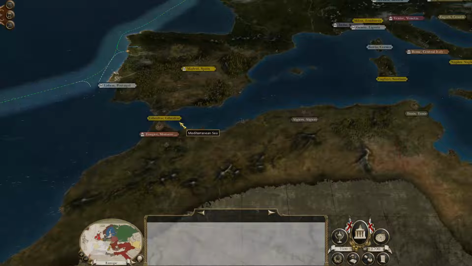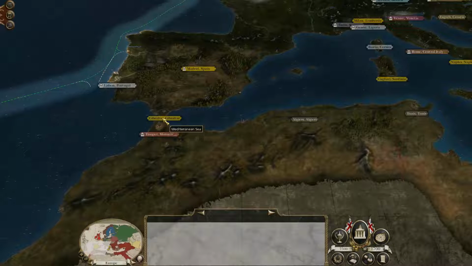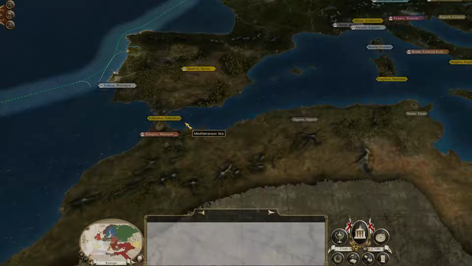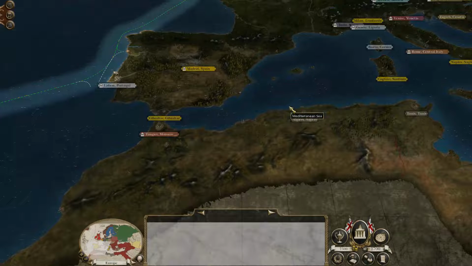But for instance, in my USA campaign, we have blockaded Gibraltar, the Gibraltar Straits. We've blockaded it completely. Nothing comes in and out without our approval. But of course, your allies and those who are neutral with you can still pass through that blockade. They're not blockaded.